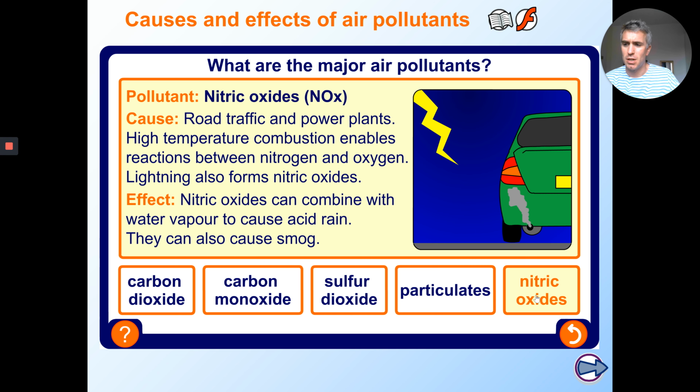And nitric oxides. From road traffic and power plants, high temperature combustion enables reactions between nitrogen and oxygen. Lightning also forms nitric oxides. Nitric oxides can combine with water vapor to cause acid rain. They can also cause smog. So those are some important air pollutants.